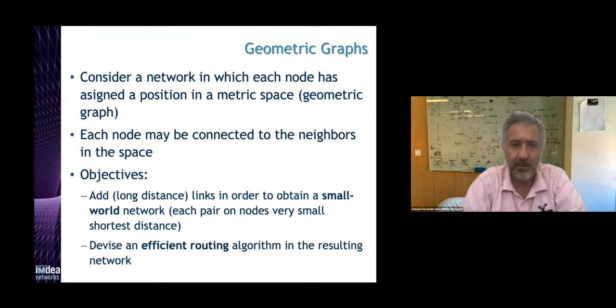The second objective, the second problem, is how to have an efficient routing in this resulting network. Since we have positions in this metric space, very often the routing will use somehow the position or the geometry, the geography of the space.